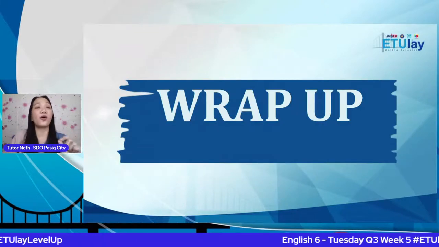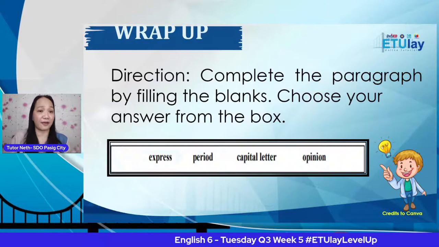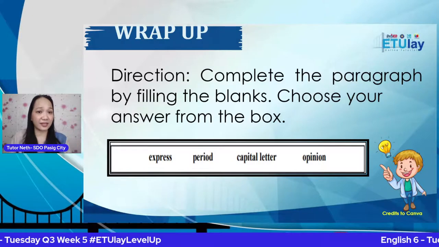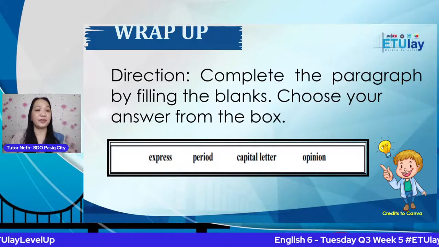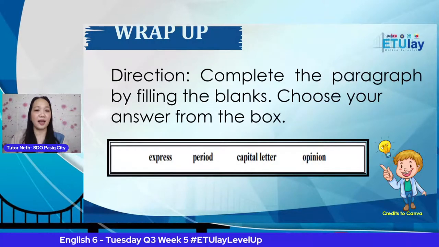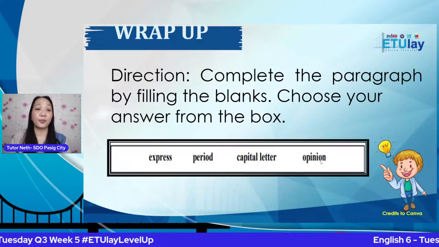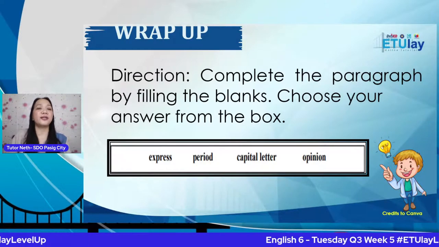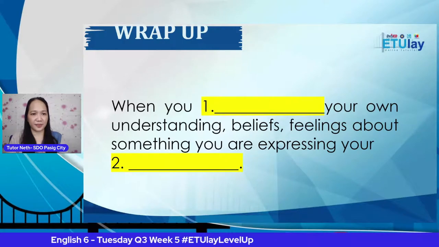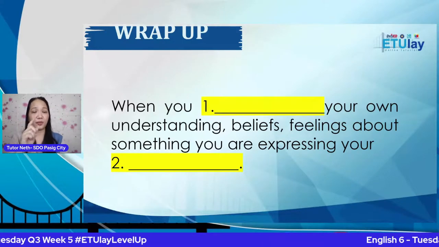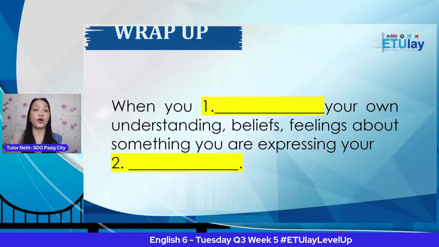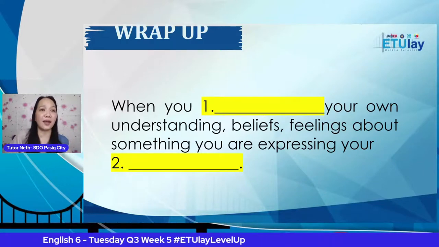Now, to wrap up all the things that we have learned for this afternoon, our activity is to complete the paragraph by filling the blanks. You're going to choose your answer from the box. Eto yung choices natin: express, period, capital letter, and opinion. Let us complete now the paragraph. When you blank, that is number one, your own understanding, beliefs, feelings about something, you are expressing your blank. So that is number one and number two.